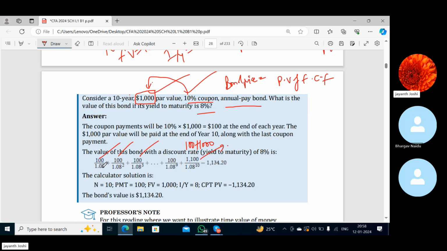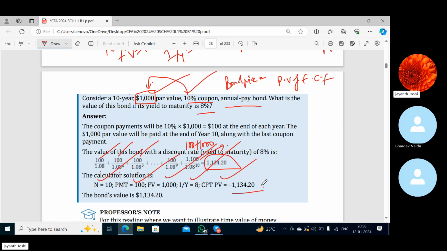So you have to discount all these future cash flows. The first year it is 100 divided by 1.08, then 100 divided by 1.08 squared, 100 divided by 1.08 cubed, and it goes on, and it is 1100 divided by 1.08 to the power 10, and you get the answer. So you can do it with this method. Otherwise, N is equal to 10, PMT is equal to 100. PMT is the coupon, right? FV is 1000, I/Y is 8, and they are asking to compute PV. You can get the answer.